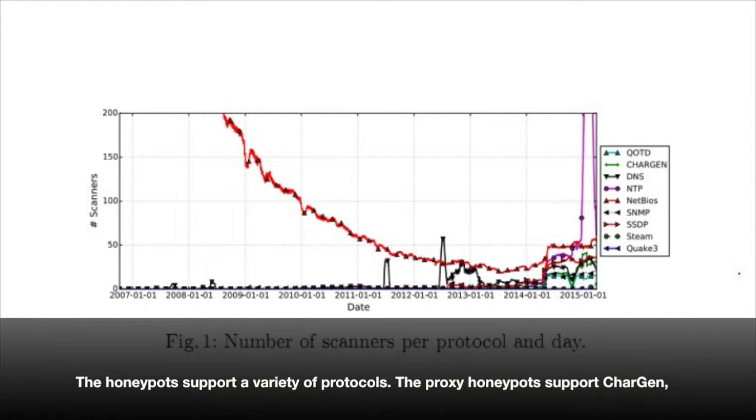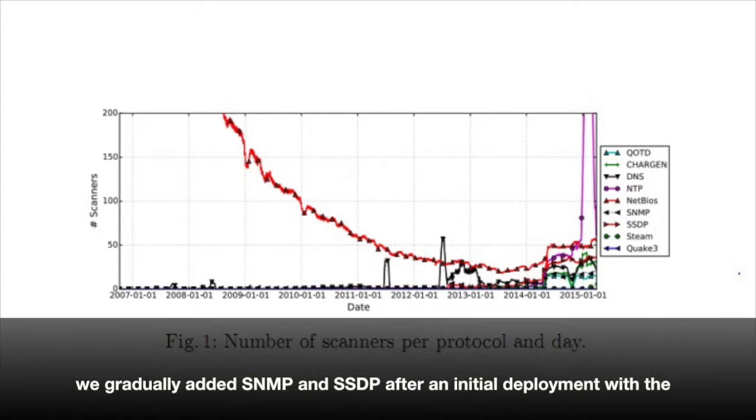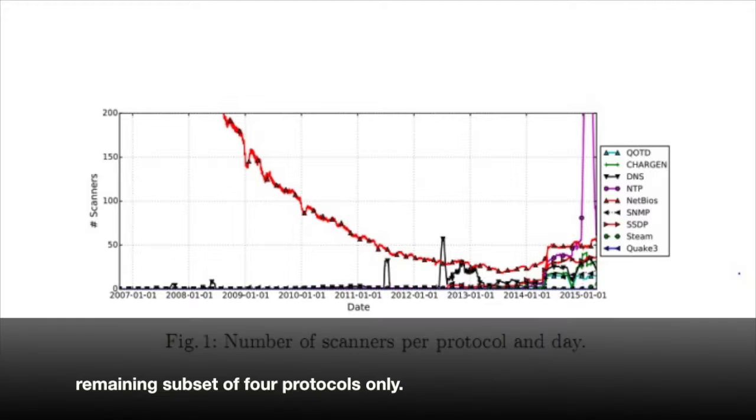The honeypots support a variety of protocols. The proxy honeypots support CHARGEN, QOTD, DNS, NTP, SNMP and SSDP. In a continuous effort to support more protocols, we gradually added SNMP and SSDP after an initial deployment with the remaining subset of 4 protocols only.